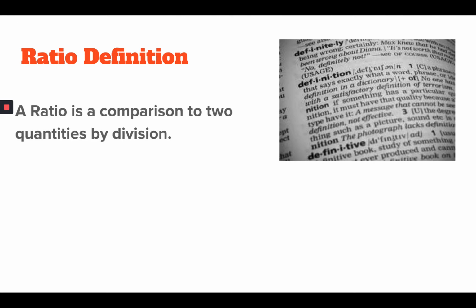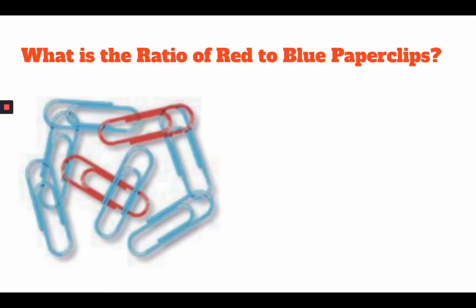So just to give you a book definition of what a ratio is, a ratio is a comparison of two quantities by division. It basically takes two amounts of something and compares them. So in this example, you could be asked the question, what is the ratio of red to blue paper clips? I'm going to give you just a second to count those, but how many red, how many blue?